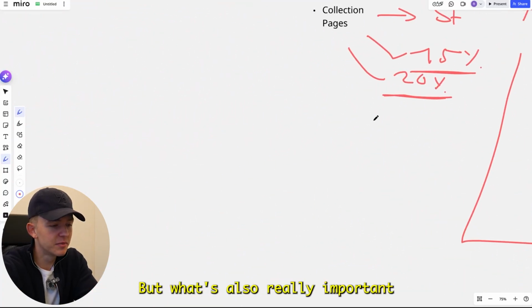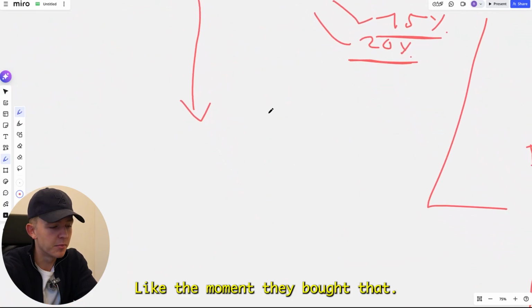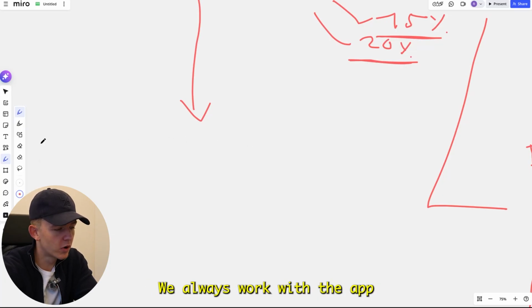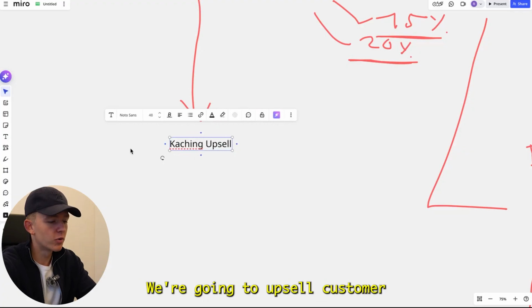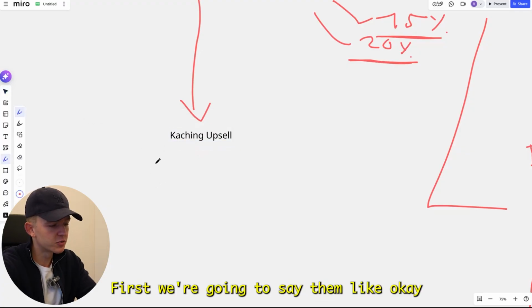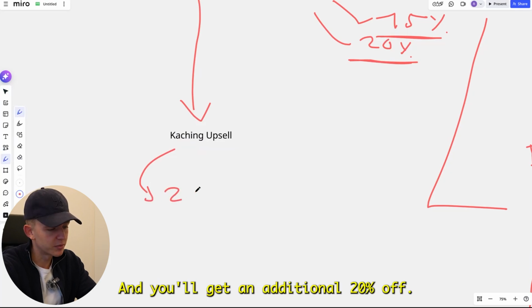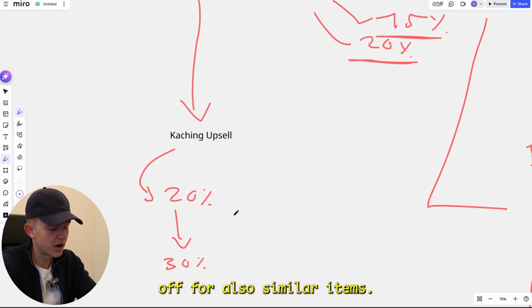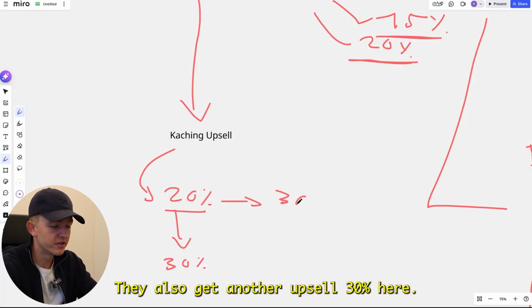But what's also really important, guys, is the moment they bought, then you need to upsell them in the right way. So we always do the following. We always work with the app coaching upsell. And we're going to upsell the customer in 3 ways. First, we're going to say to them, okay, hey, here you have similar items and you'll get an additional 20% off. The moment they decline that, they get a downsell to 30% off for also similar items. Let's say they agree, again they will get another upsell. And let's say they agree, they also get another upsell of 30% here.